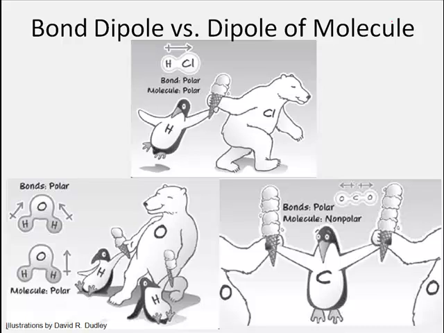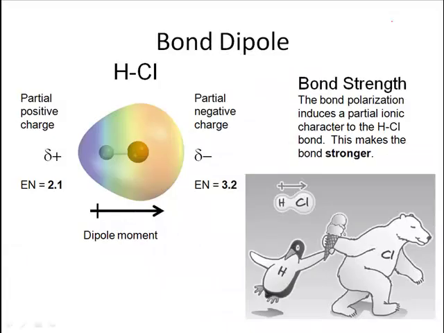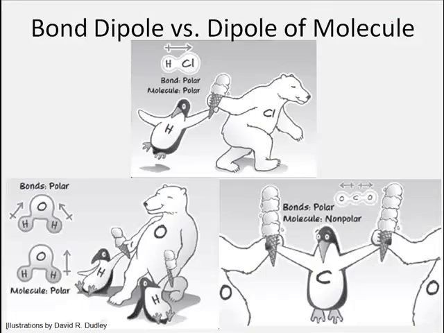Now, if we look at a single bond, it has a dipole, HCl. If you look at these pictures here, this here is our HCl. This has a bond dipole because there's only one bond here. When you have more than one bond, you have to think about the whole molecule. So here's H2O.